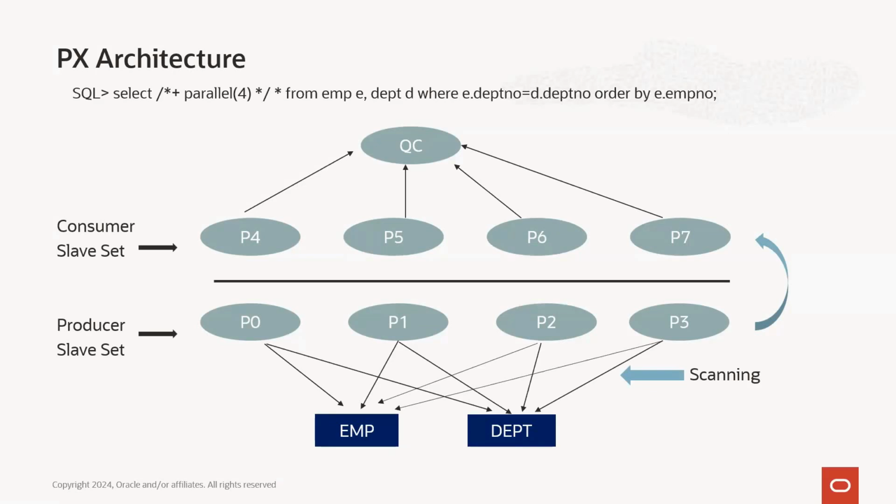The producer set is performing the scanning of the rows from the tables, and the activity is being handed over to the consumer slave set. And this consumer slave set will hand over the result to the QC, that is the query coordinator. And the QC will hand over the result to the end user or session.